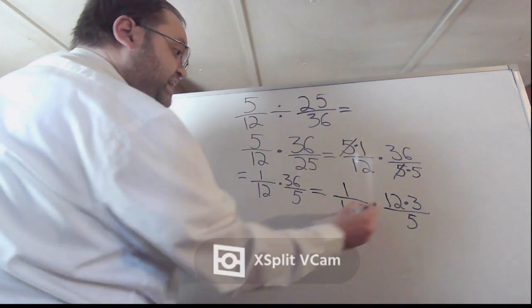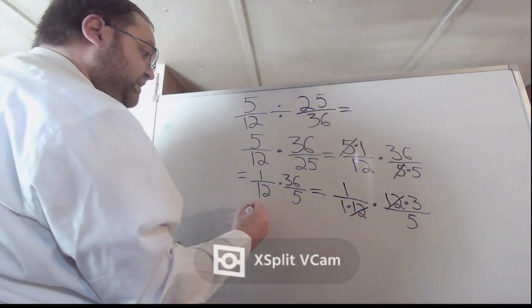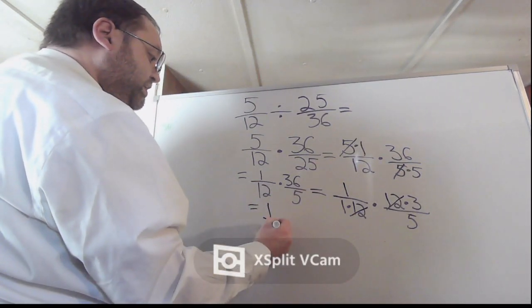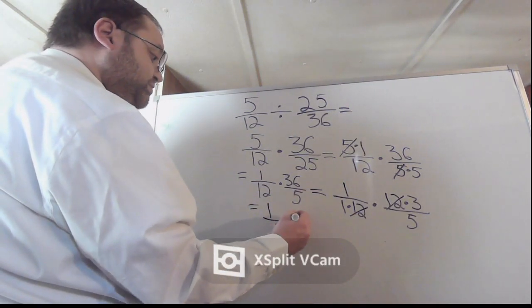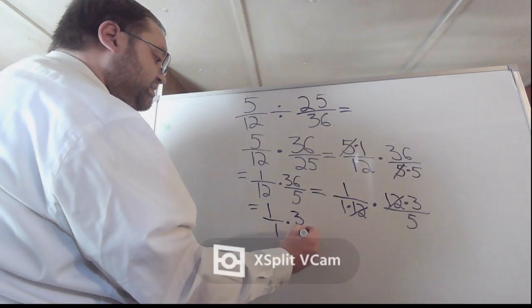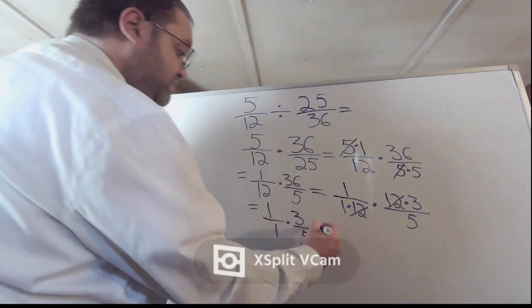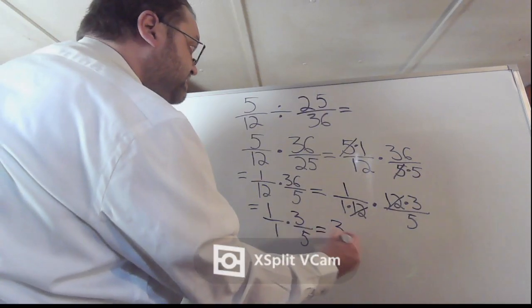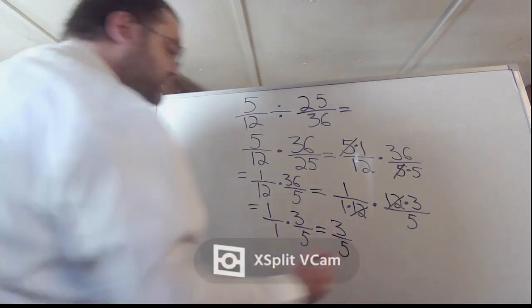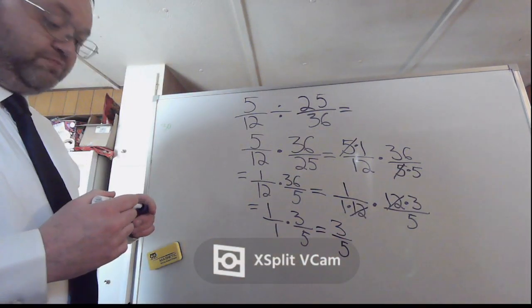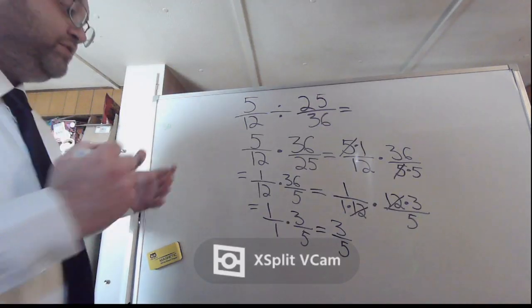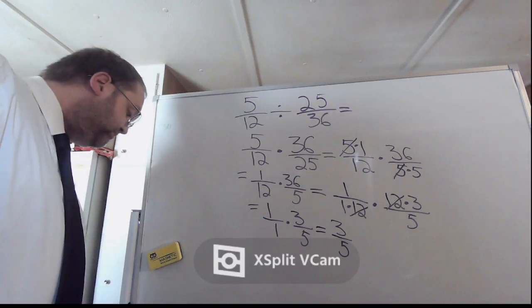So the 12s cancel out, so what you're left with is 1 over 1 times 3/5. Well, 1 over 1 is 1, so your final answer is 3/5. So, yeah, that's what you get for your final answer, 3/5.